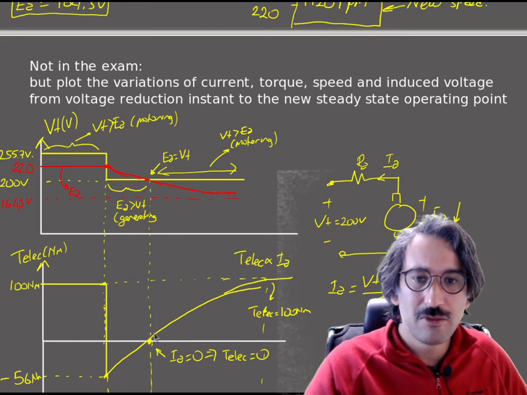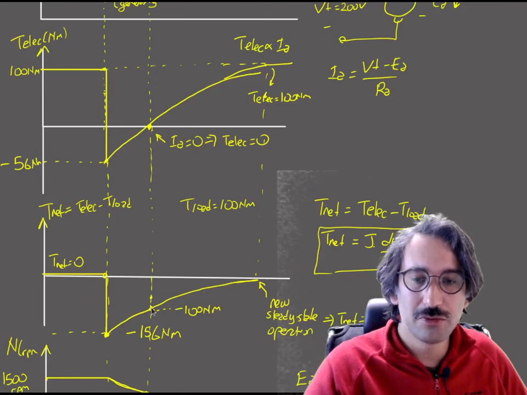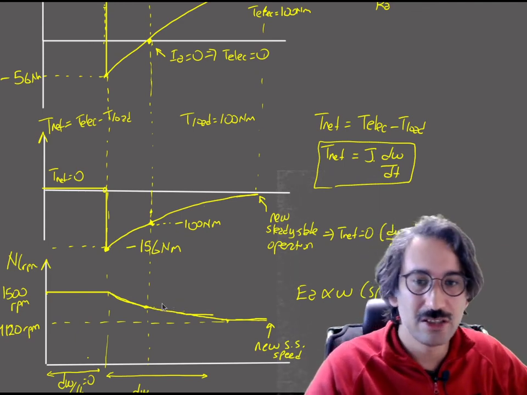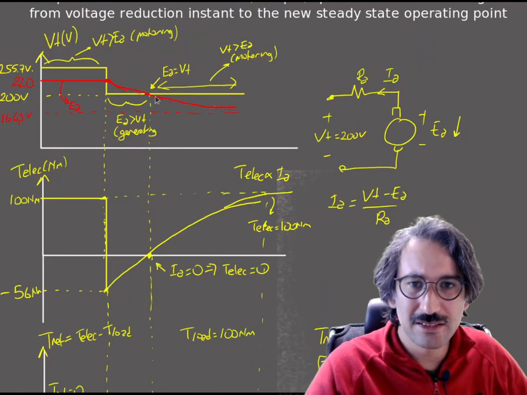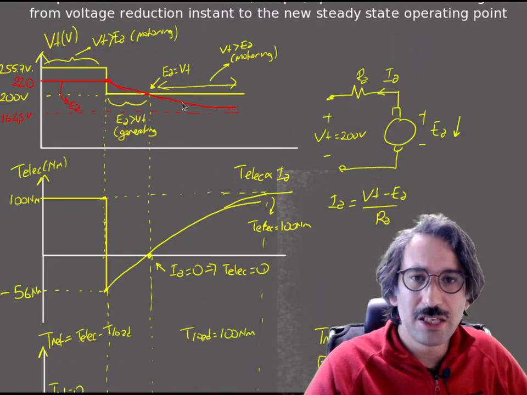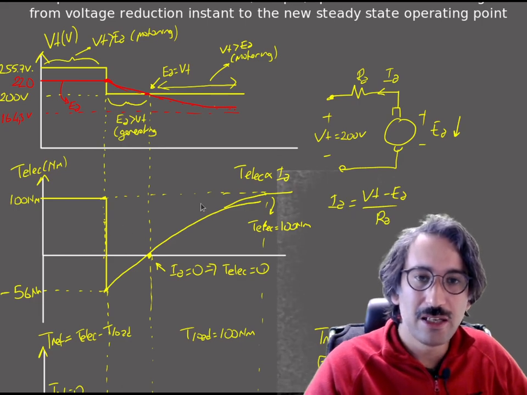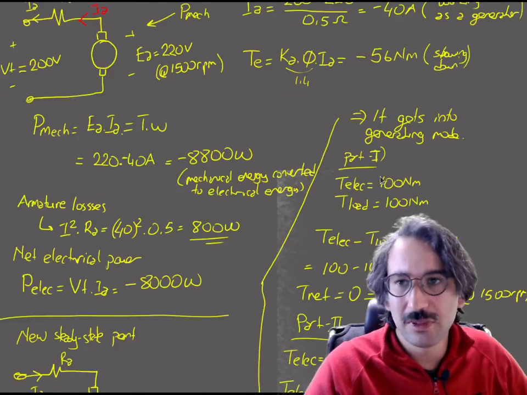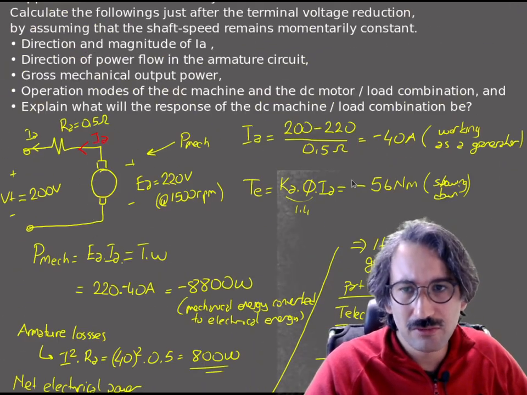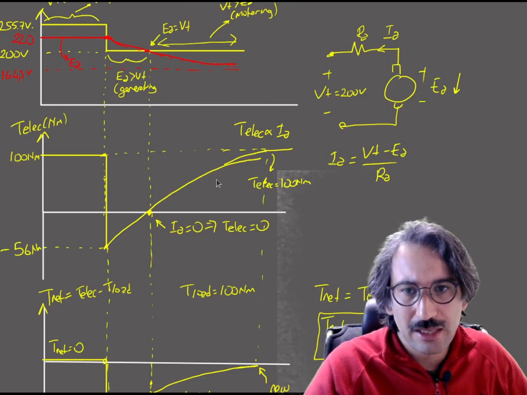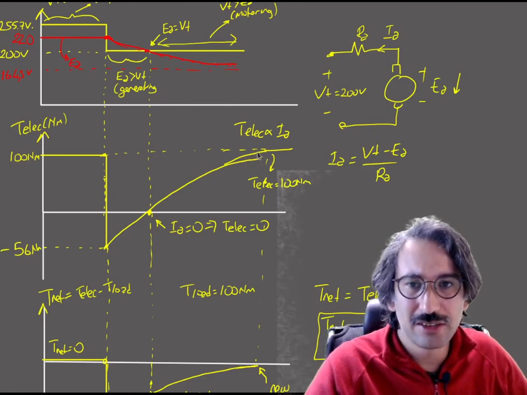At that instant our electrical torque is zero, but we still have some negative torque because of the load, and because of that negative torque we are still decelerating, although the rate of deceleration gets smaller. And as it decelerates, our machine gets into the motoring mode again, and it will keep slowing down while the armature current keeps going up. Until when? I think it was 71.4 amps, and at that instant we will be generating 100 Newton meters.